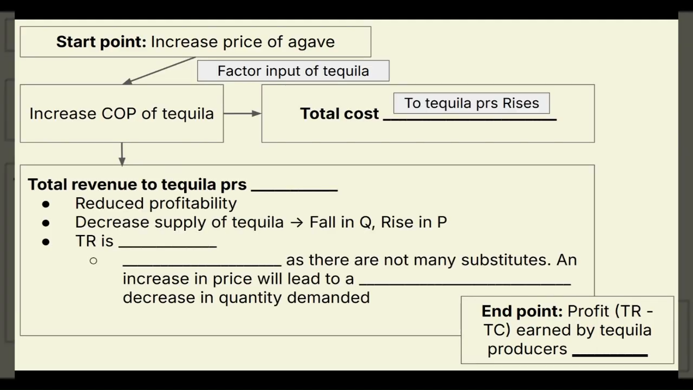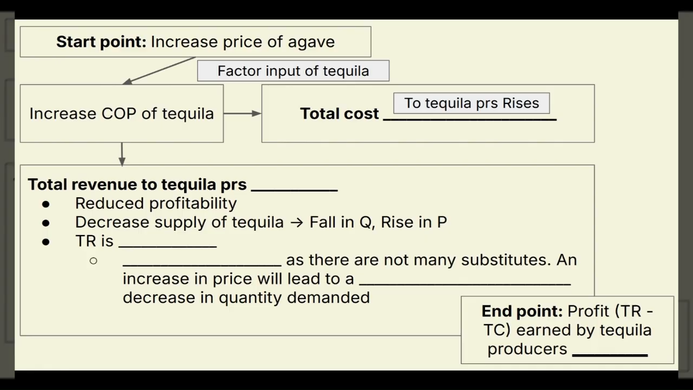Firstly, total cost to tequila producers will rise due to the rise in price of agave, since agave is a factor input of tequila. For this point of view, it's okay to just write a simple one sentence because there's nothing much to write. But for the second point of view, more analysis is involved.